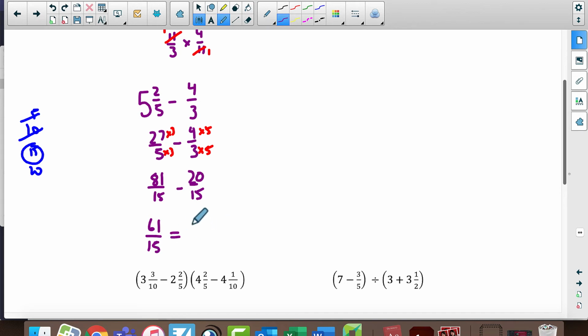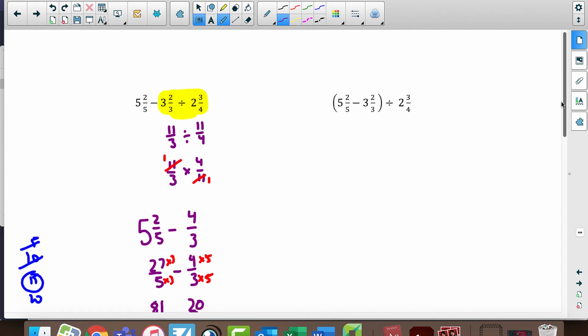15 goes into 61 4 times. That gets us up to 60. You still have 1 left over. Oh yeah, 1/15 is definitely in lowest terms. We're good. Okay, let's do the same question, but this time we got some brackets.